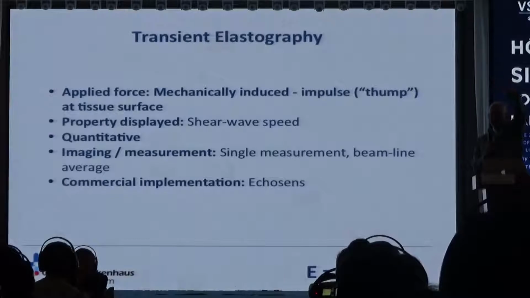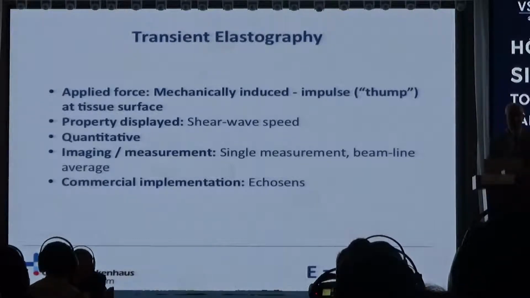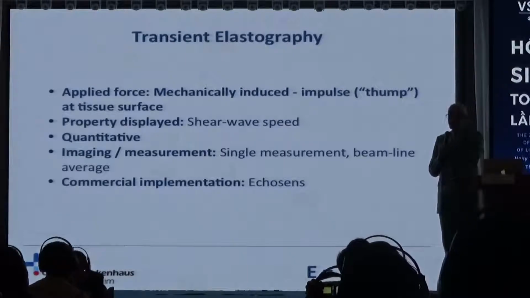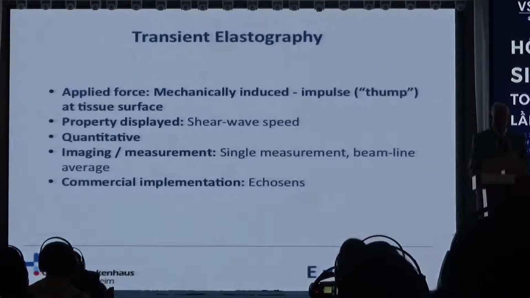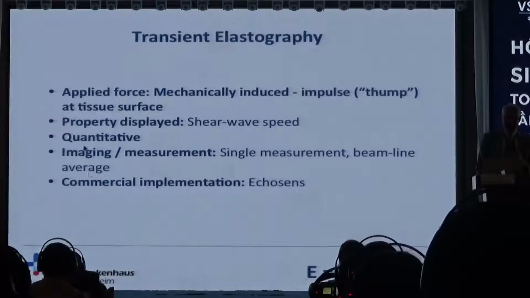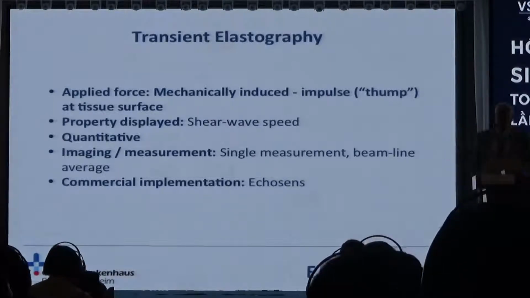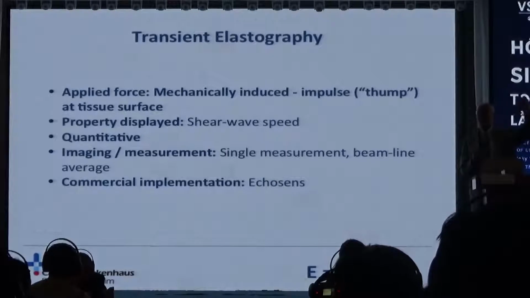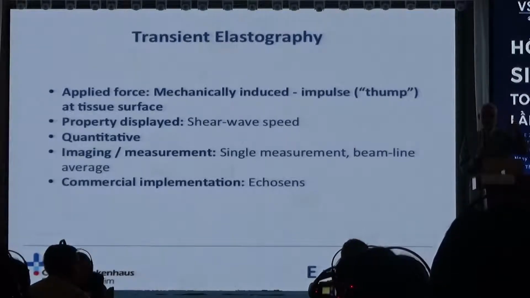Terminology. Elastography or elastometry, shear wave elastography, transient elastography, point shear wave elastography, 2D shear wave elastography, and strain imaging. That is the terminology we are talking about. There is a mechanically induced impulse, a thump, at the tissue surface. It will be displayed as kilopascal, right now also as meter per second. The measurement is by meter per second, and it is commercially implemented in Echosens. One might tell that GE and Echosens right now produce a machine where the FibroScan technology is implemented in the GE technology, if you might be interested.